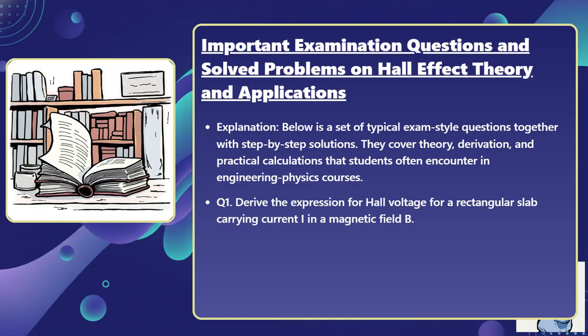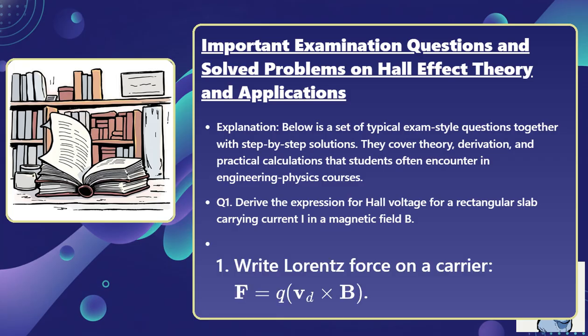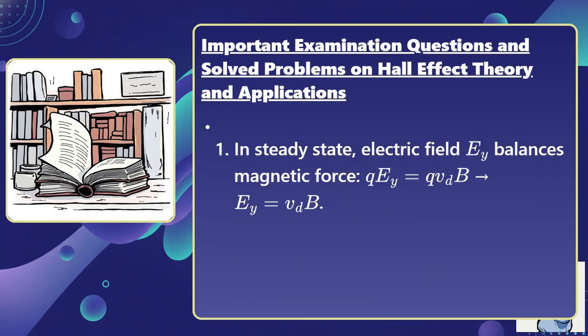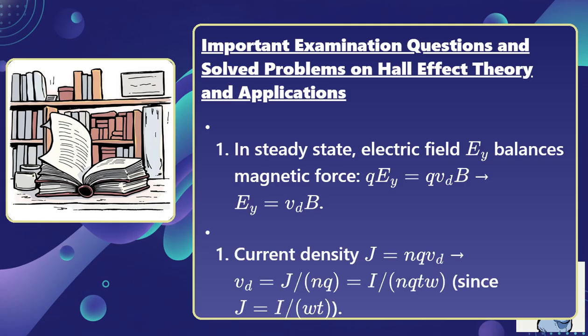Question 1. Derive the expression for Hall voltage for a rectangular slab carrying current I in a magnetic field B. Step 1. Write the Lorentz force on a carrier, F = q v_d cross B. Step 2. In steady state, electric field E_y balances the magnetic force. qE_y = q v_d B, therefore E_y = v_d B. Step 3. Current density J = n q v_d, so v_d = J over nq, which equals I over nq t W, since J = I over W t.